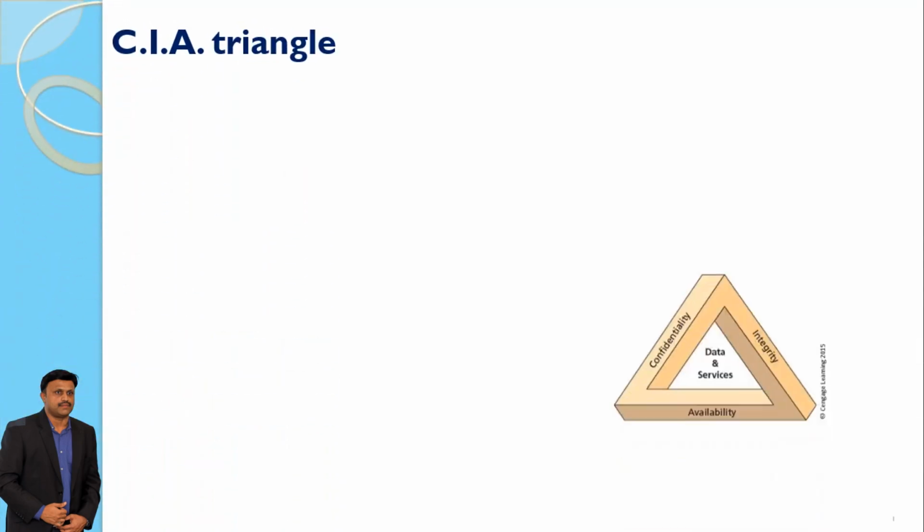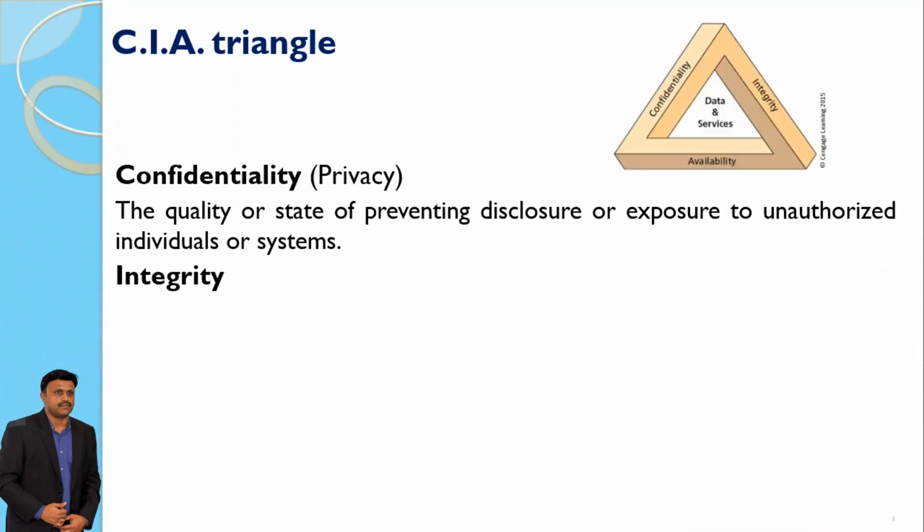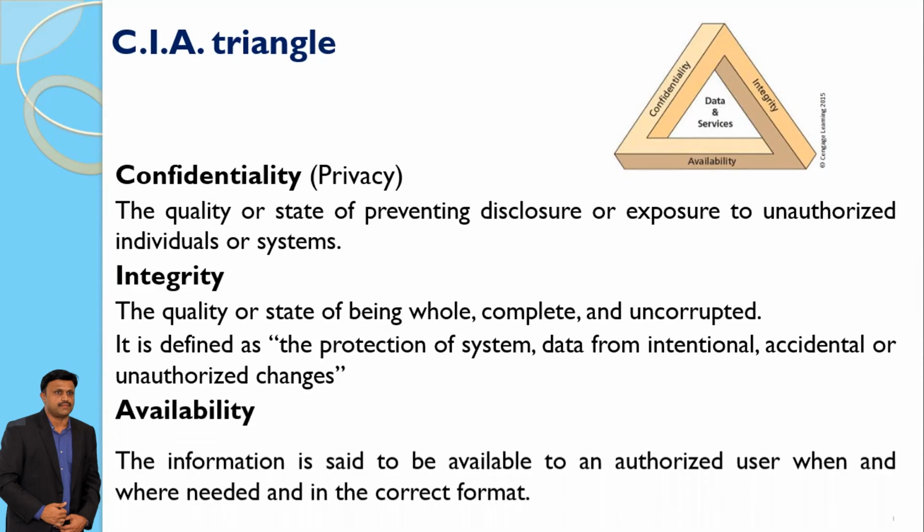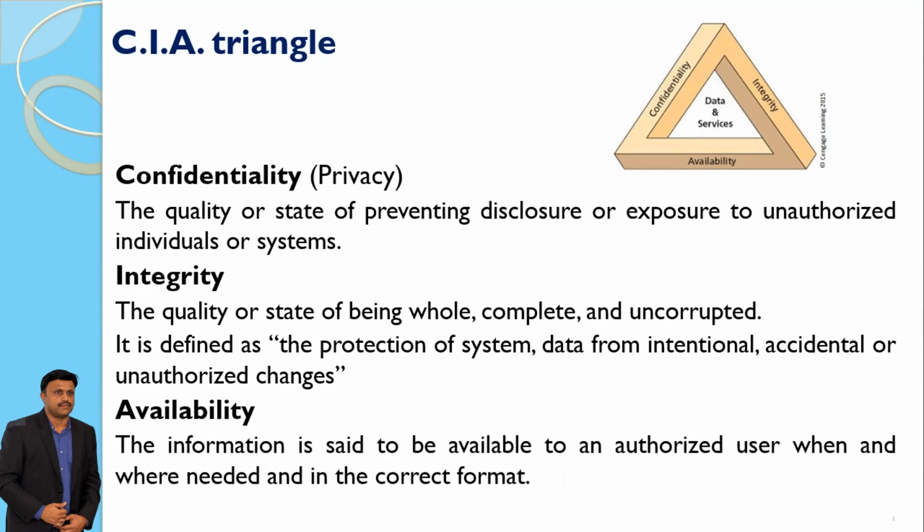The CIA triangle stands for confidentiality, integrity, and availability. These principles ensure that information is protected from unauthorized access, remains accurate and complete, and is available to authorized users when needed.